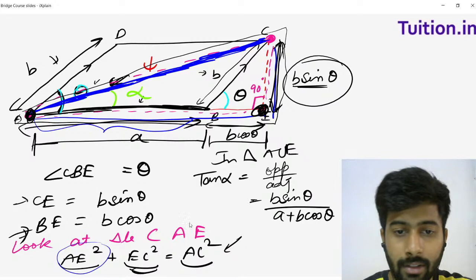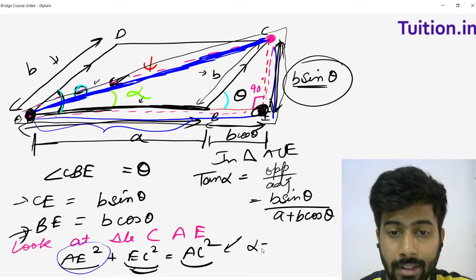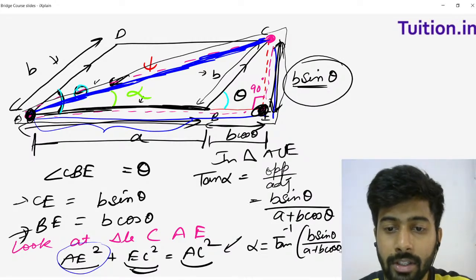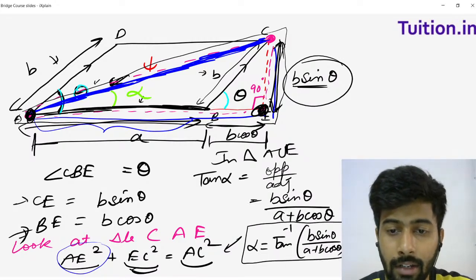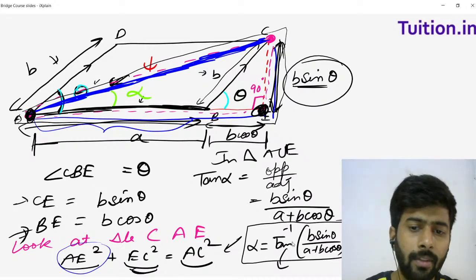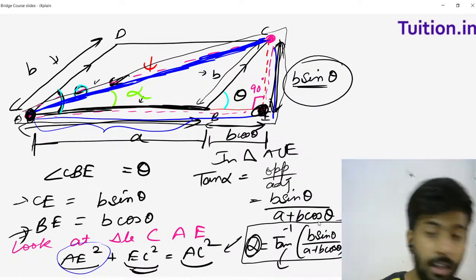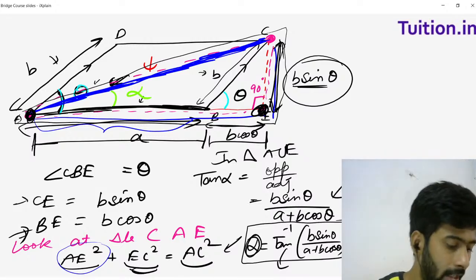Okay. So alpha is nothing but tan inverse of B sine theta by A plus B cos theta. Don't worry about this inverse right now. Inverse is something that you will study later. But you can get this angle alpha using this concept.